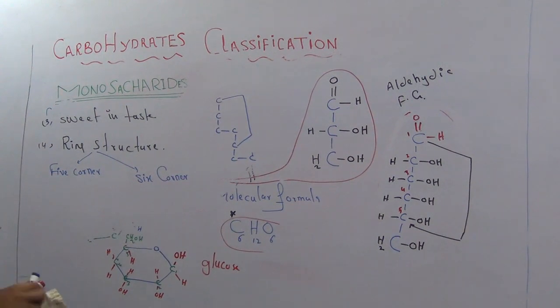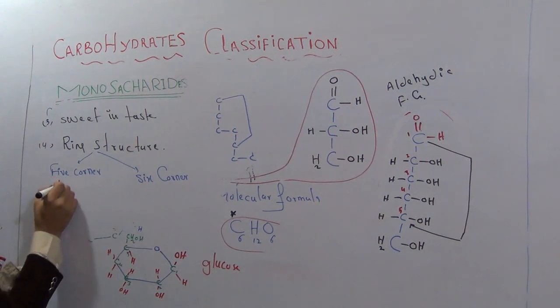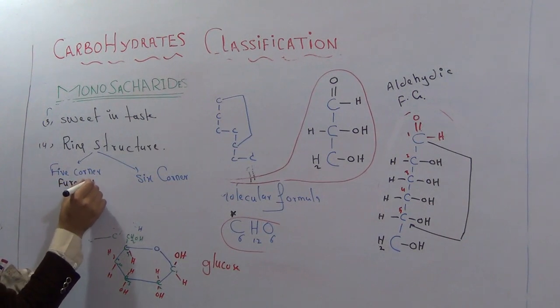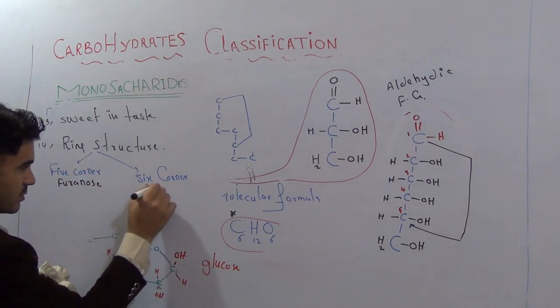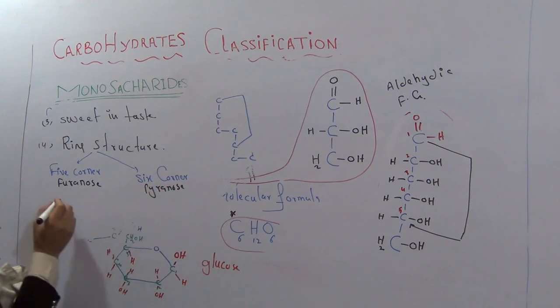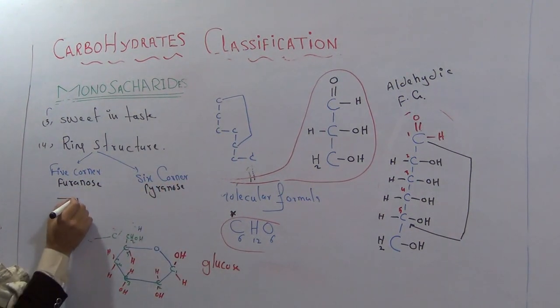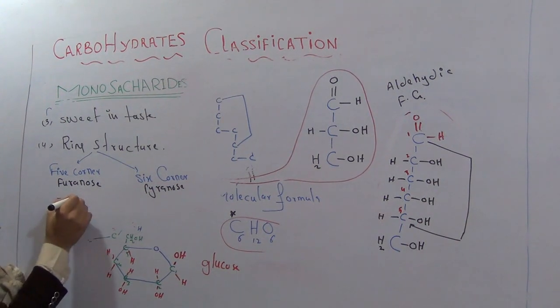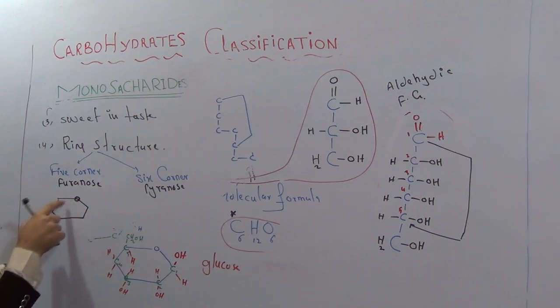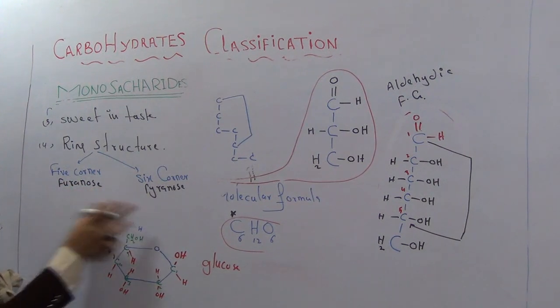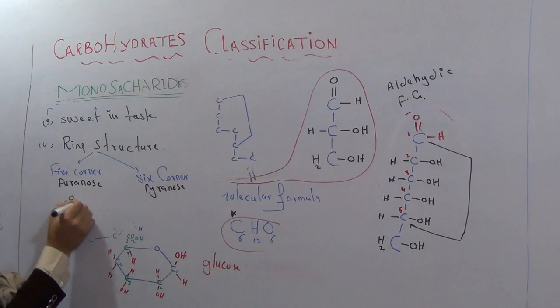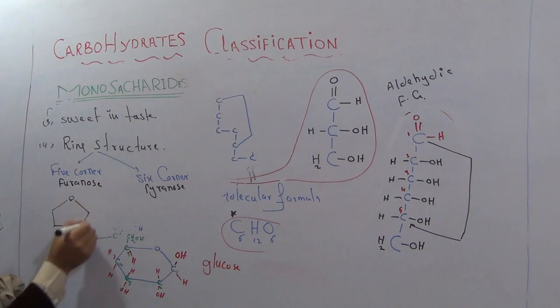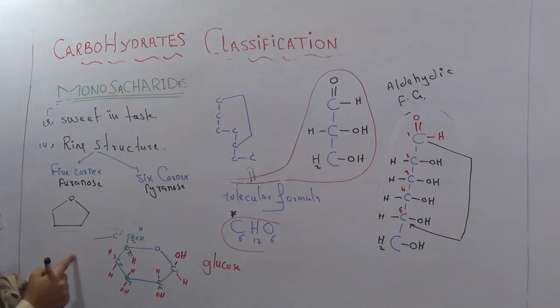5 corners means you can call it furanose, and 6 corners you can call it pyranose. If you have a monosaccharide having 6 corners like this, here is oxygen. This kind of ring is called furanose, 5 corners: 1, 2, 3, 4, 5. If 5 corners are there, we call it furanose ring.